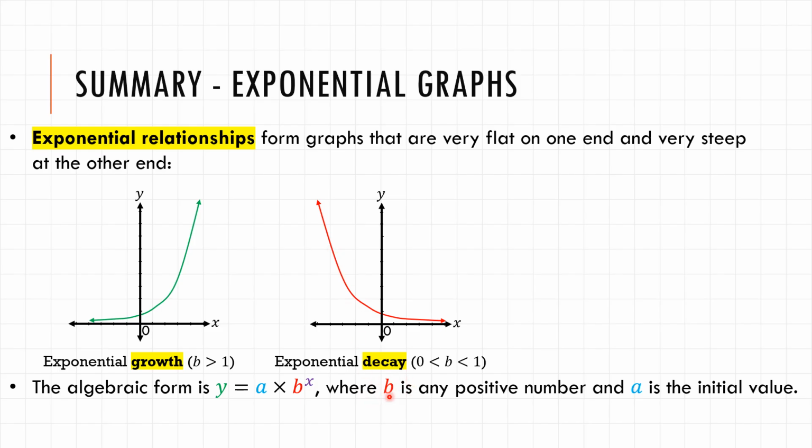But b could also be a positive number that's very small. If b is between 0 and 1, like for example 0.5, what happens if you multiply a number by 0.5 repeatedly? For example, if we had 3 times that base, if that was 0.5, it would become smaller, it would become 1.5. If we multiply it by 0.5 again, it gets even smaller to 0.75. And so if this base is a small number between 0 and 1, then the graph will look like this. This is called exponential decay.